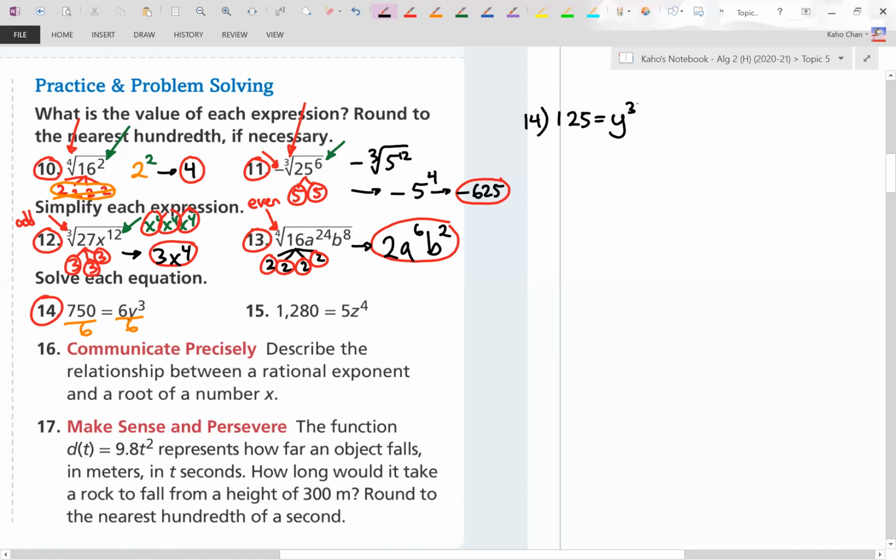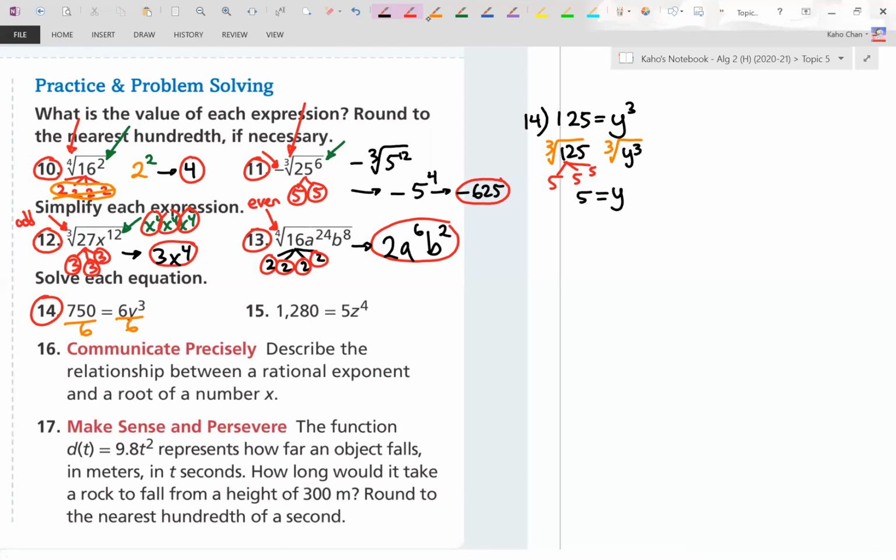Ooh, I got to get rid of that cube. The opposite of cube is cube root both sides. And lo and behold, 125 is breakdownable. 5 times 25. 25 goes to 5 as well. Oh, yay, there's my triple right there. Very nice. Y equals 5. That's it. Pretty easy.